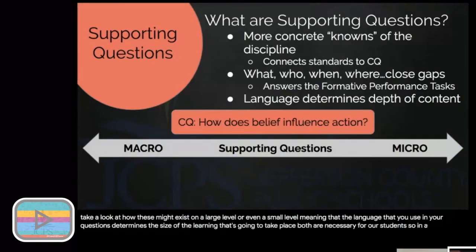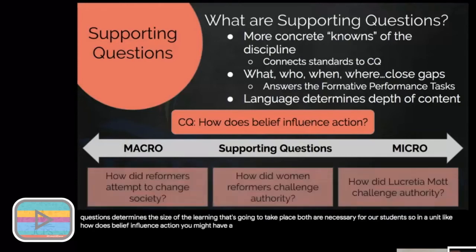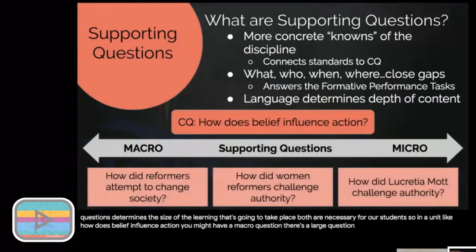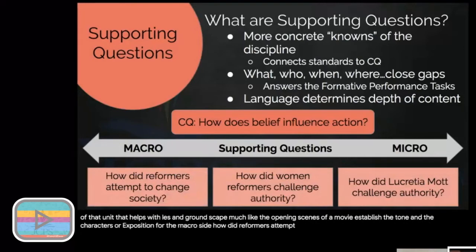So in a unit like how does belief influence action, you might have a macro question, this large question that might appear at the very front of that unit that helps lay a groundscape, much like the opening scenes of a movie to establish the tone and the characters, or exposition. For the macro side, how did reformers attempt to change society?